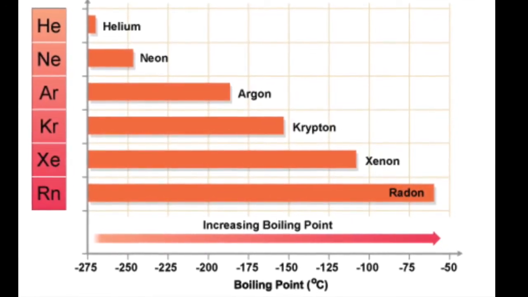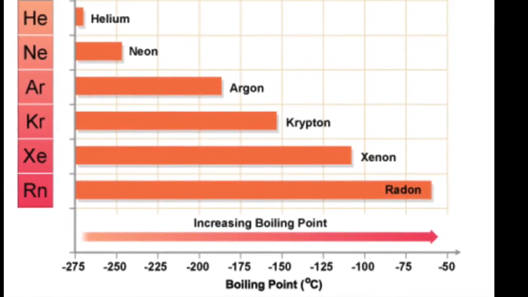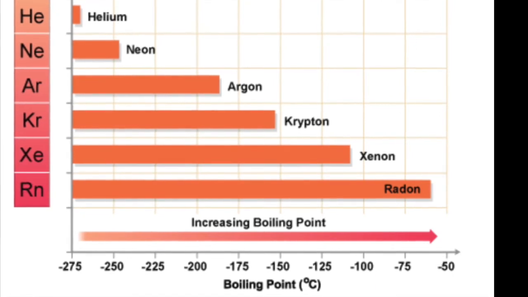You can see from the graph that helium at the top of group 0 has the lowest boiling point in that group. The boiling points then increase as you go down the graph.